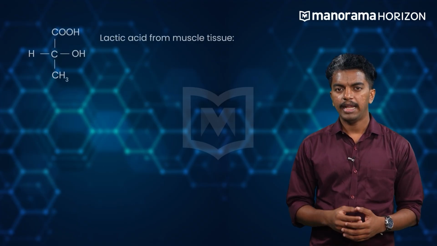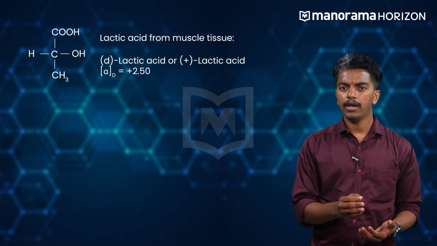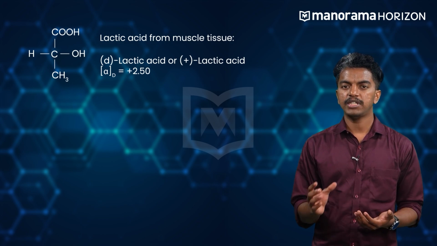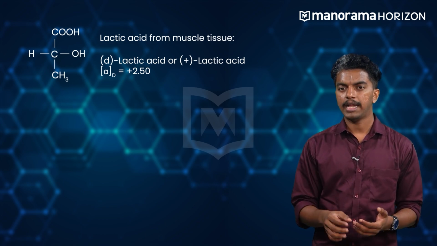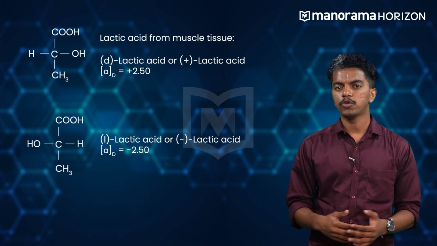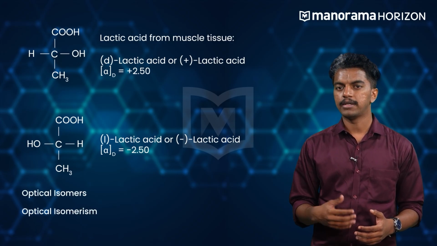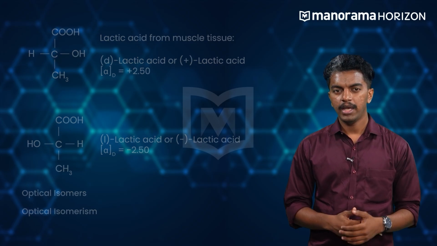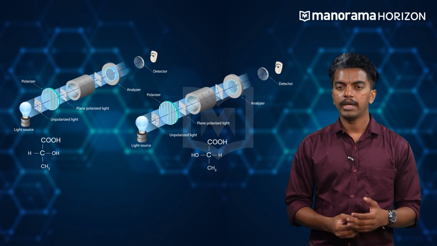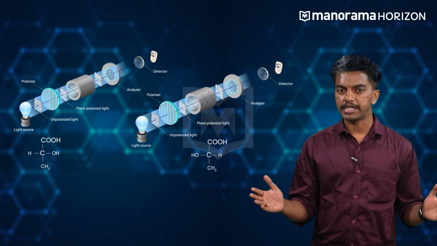For example, lactic acid rotates the plane polarized light to the right and is called D or plus lactic acid. The D form is indicated by placing a positive sign before the degree of rotation and the L form by a negative sign. Such positive and negative isomers of a compound are called optical isomers, and this phenomenon is termed optical isomerism. It was observed that solutions of two crystalline forms of the same compound can show optical rotation which is equal in magnitude but opposite in direction.